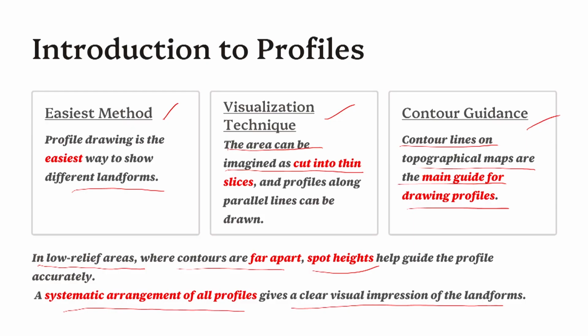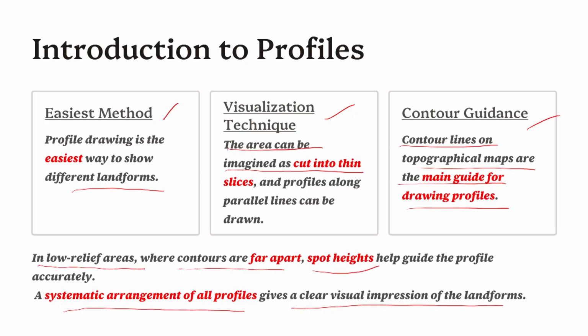So, we know that n number of profiles are there: simple profile, serial profile, composite profile, superimposed profile. All of these are profiles you can arrange. From that you are able to understand what the area is covered with. We can get this from the contour. If you interpret the contour through the profile, we are able to understand all the landforms of your area.